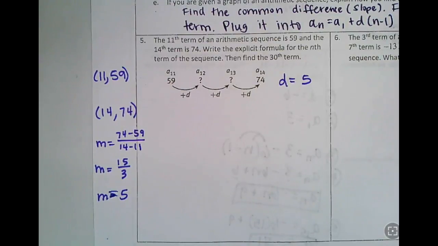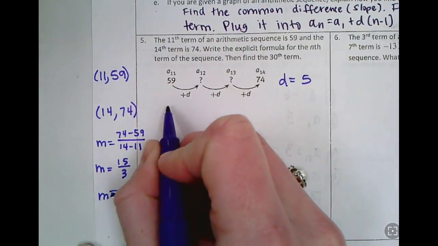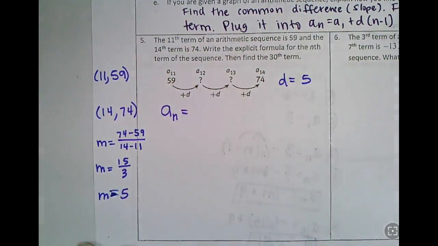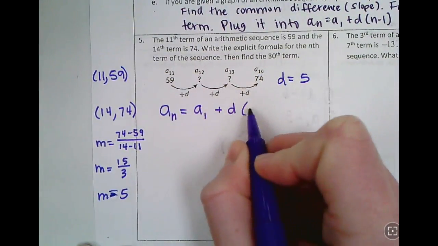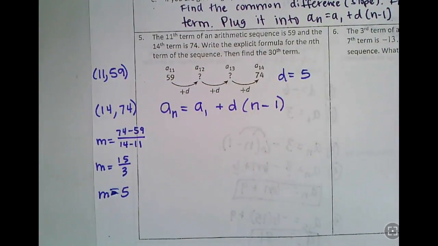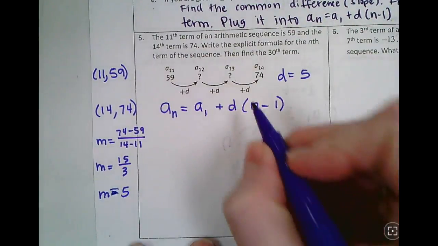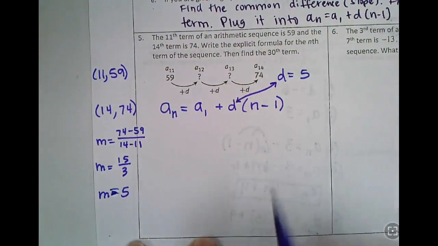Now the next thing we need to find is the first term, or a sub 1. We are going to use the explicit formula to find this. So I'm going to go ahead and first write down that a sub n equals a sub 1 plus the common difference times n minus 1. Now the things that we absolutely know from this is we just found the common difference. So I'm going to be replacing the common difference with a 5. So that's one thing I definitely know.